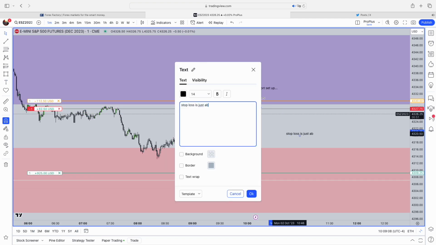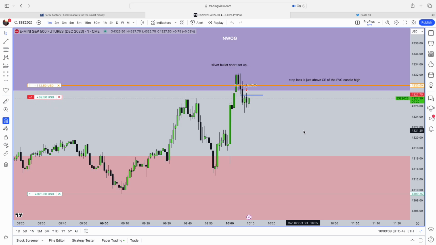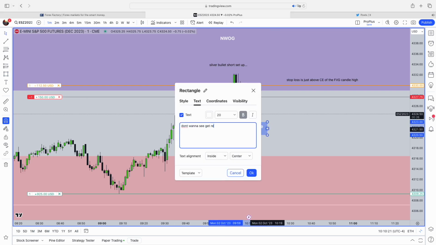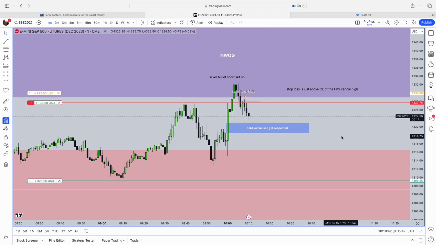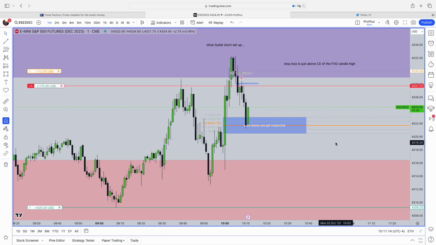And then once buy side got taken and it was 10 a.m., a silver bullet appeared with a fair value gap, and that was my entry. My stop was above the consequent encroachment of the higher fair value gap, if that makes sense. So now that BISI here, where the blue box is, I don't want to see that get respected once it starts trading to it. And I drew the consequent encroachment of the BISI.